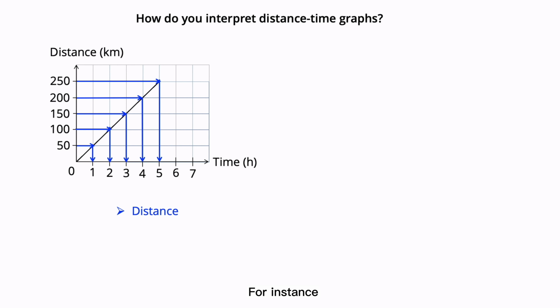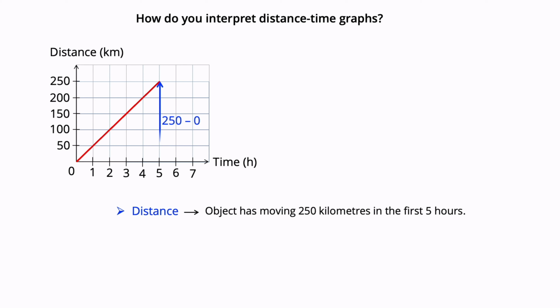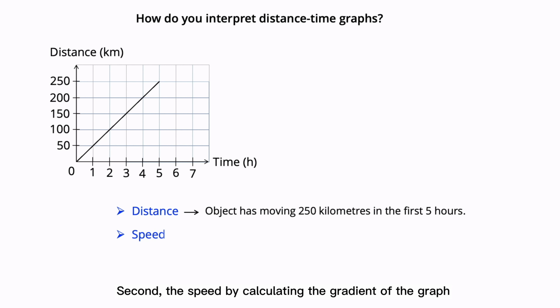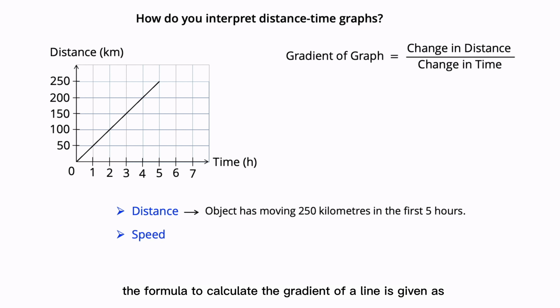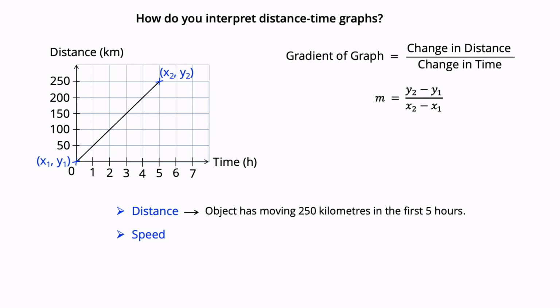For instance, the object has moved 250 kilometers in the first 5 hours. Second, we can find the speed by calculating the gradient of the graph. Gradient represents the rate of change in distance with respect to time. The formula to calculate the gradient of a line is given as m equals y2 minus y1 over x2 minus x1. Gradient is represented with m.